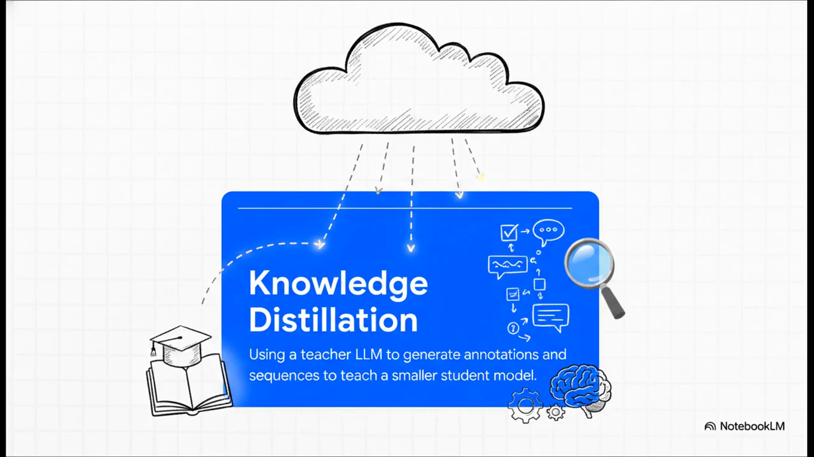Think of a massive, state-of-the-art cloud model as this master professor, right? And your smaller open source model is a super bright but inexperienced freshman. We actually use the powerful teacher LLM to generate incredibly high-quality dataset annotations, complex reasoning steps, and conversational sequences. Then we just feed all those sequences to the smaller student model. This is exactly how we make smaller open-source models so incredibly smart. We're essentially transferring the generalized knowledge of a massive model into a tiny, manageable footprint.